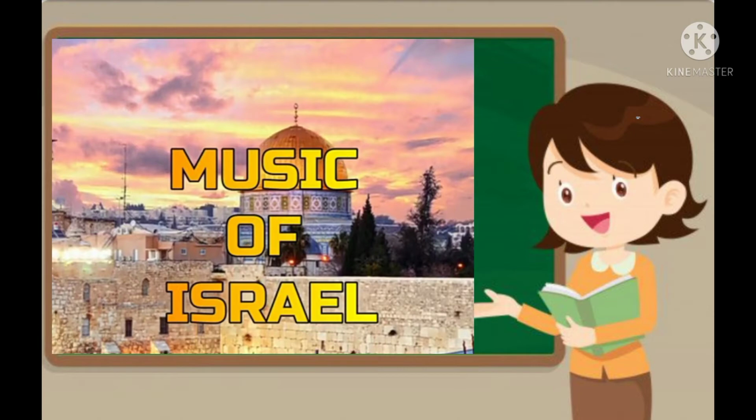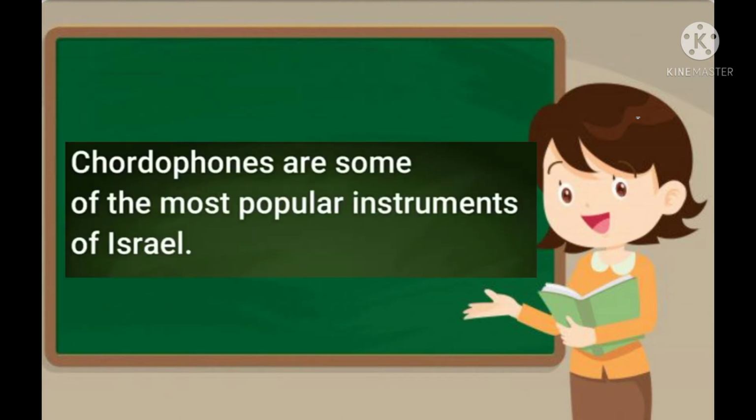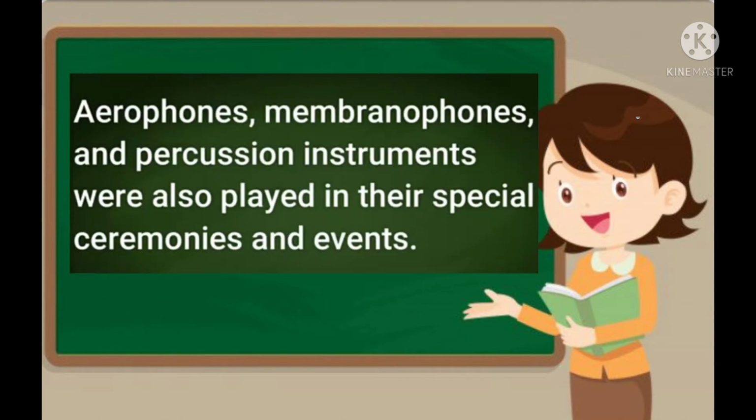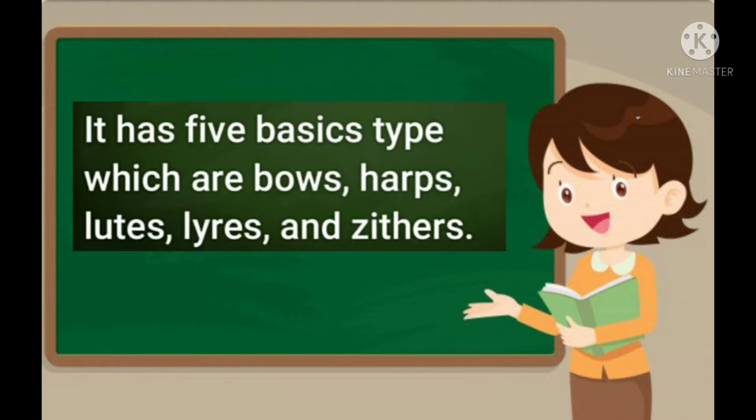The music of Israel. In ancient times, musical instrument has been part of the heritage of the people of Israel. The Bible mentions dozens of musical instruments that were being listed, all of which goes to prove that music and songs occupy the important place in ancient Israel. Chordophones are some of the most popular instruments of Israel. Aerophones, membranophones, and percussion instruments were also played in their special ceremonies and events. It has 5 basic types, which are bows, harps, lutes, lyres, and zithers.